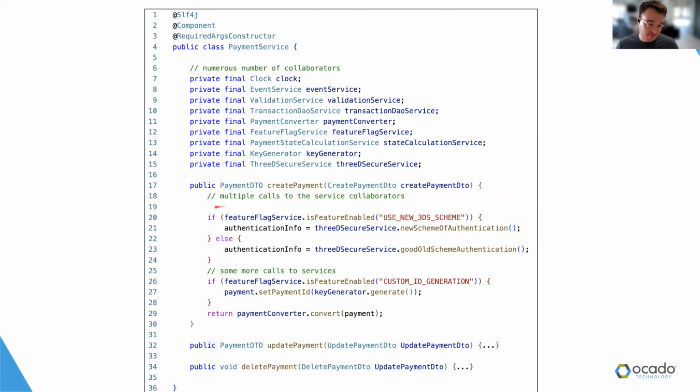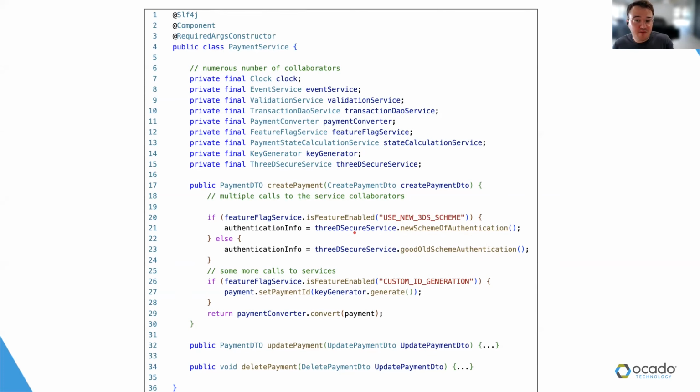But what's the problem here? In thinking about cohesion and coupling, immediately you see that there is a high coupling between payment service and 3D secure service. There's a high coupling because not only is payment service calling 3D secure service, it also needs to know two functions. It needs to know that I need to call new scheme authentication, or I need to call good old authentication. I need to know that these functions exist over there.